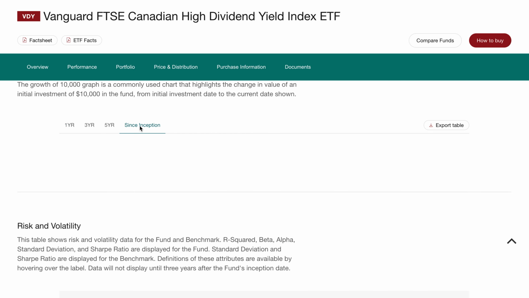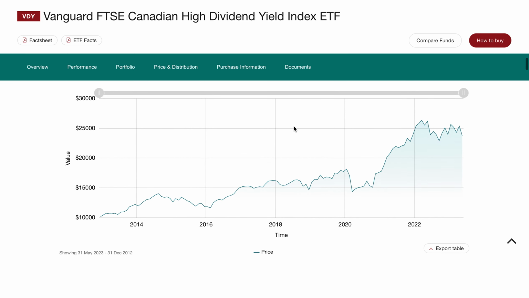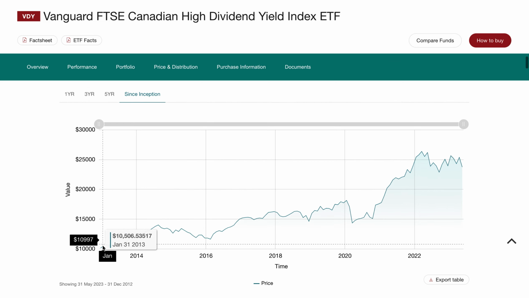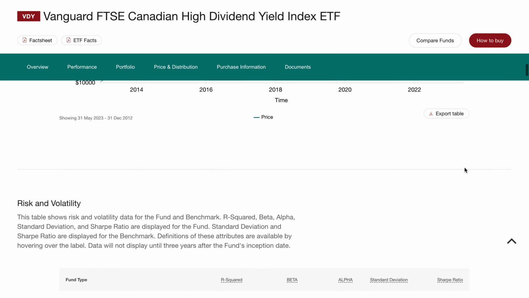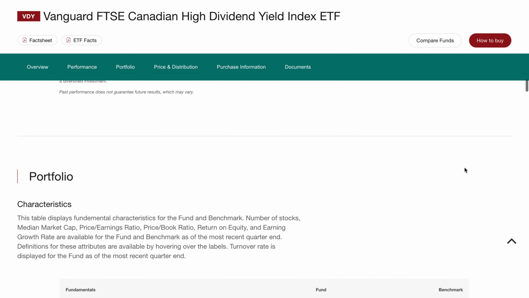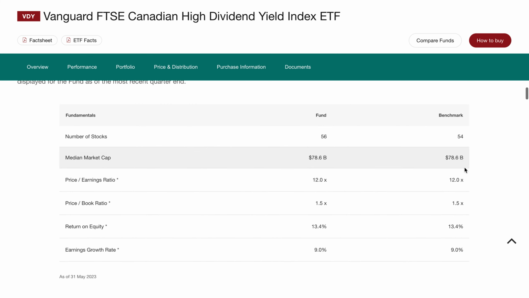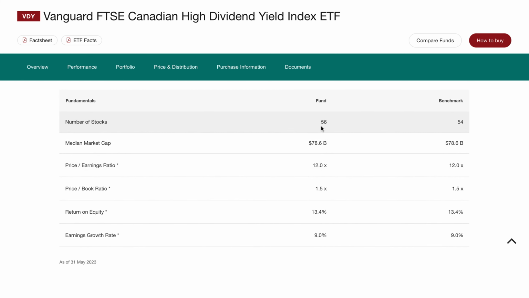So here, this is a graph showing the investment value of if you invested $10,000 in 2012, how much it would be worth now. So that $10,000 would have grown to almost $24,000, 10 years, or however long that is. Yeah, about 10 years later. So that's great to look at as well. You can fool around with that. Scroll down, we're going to look at the portfolio. So this portfolio is made up of 56 stocks. So it's a lot lower number of stocks in this ETF than we looked at in the US counterparts. So that's something to consider.